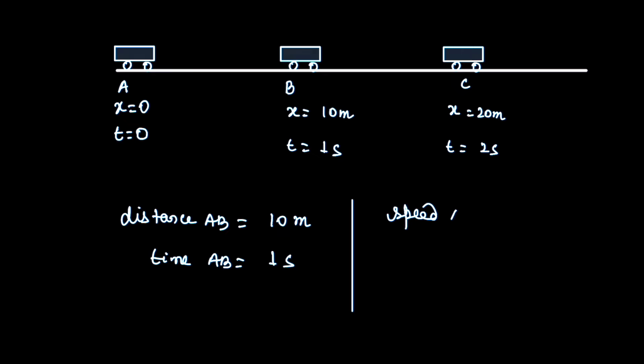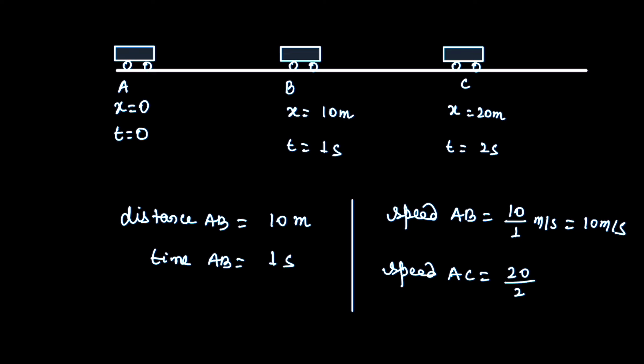So if we have to find the speed between AB, then it is equal to distance upon time, which is 10 by 1 meter per second. So we will get 10 meter per second. Similarly, if we have to find the speed between AC, then it will become 20 by 2 meter per second, which is 10 meter per second. So by this method, we can find the speed.